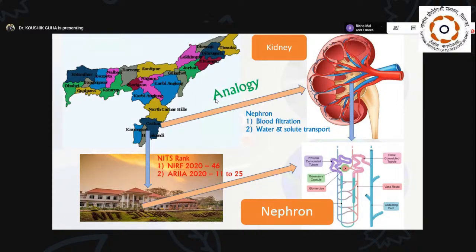Similarly, most of the kidney functions depend on the nephron. Nephron is responsible mainly for blood filtration. That is one of the major functions of the kidney. Then water and solute transport, because a good balance between acid and base should be there inside our body, so the nephron is responsible for that. Then ultrafiltration: suppose waste-filled blood comes into our kidney, and the kidney will filter this blood and pass on fully pure blood, and the waste present in the blood will be excreted in the form of urine. So this is the basic working function of the kidneys and the nephron.